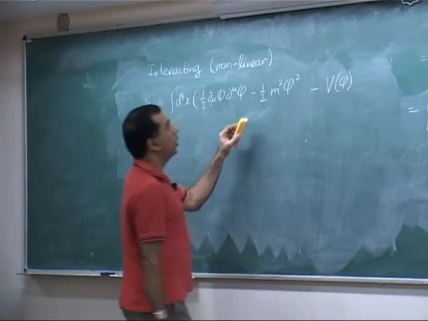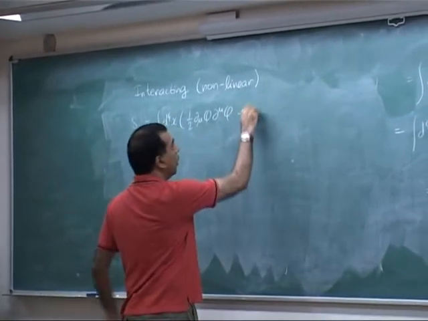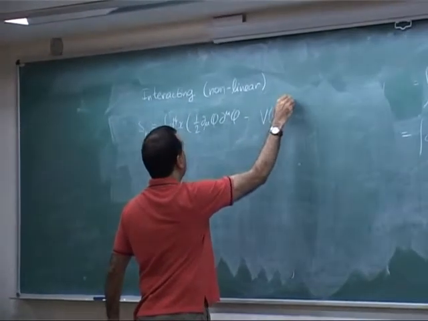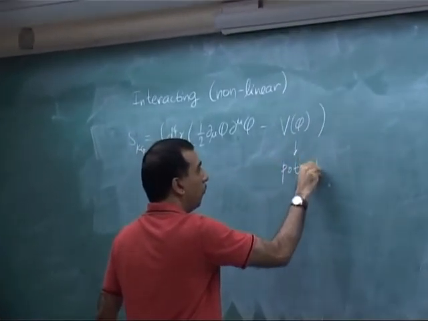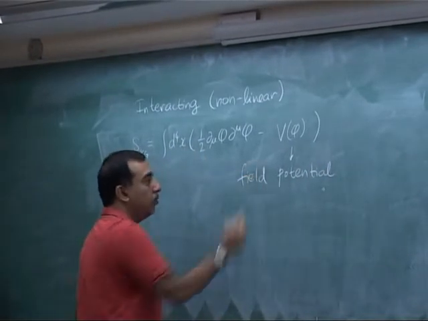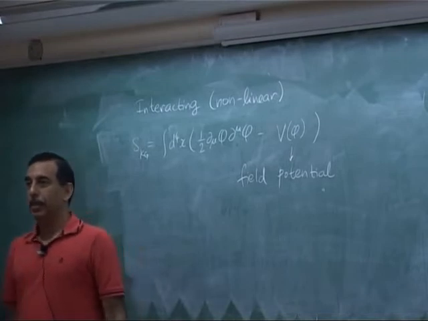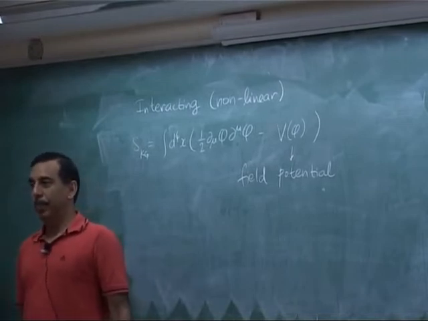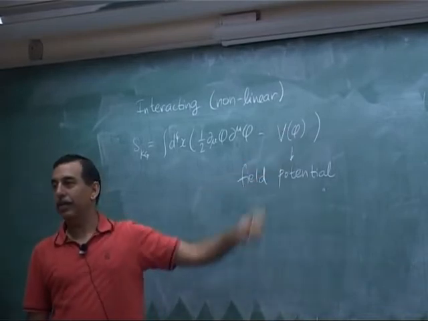In fact, now what we can do, as is conventionally done, is to replace this whole thing by V of phi. This is called the potential. But remember, it's a field potential. This is not V of x. It's not a potential in space. It's a potential in field space. Its argument is the field itself.